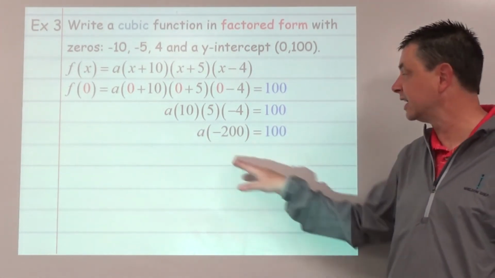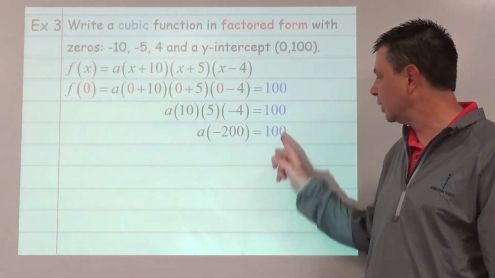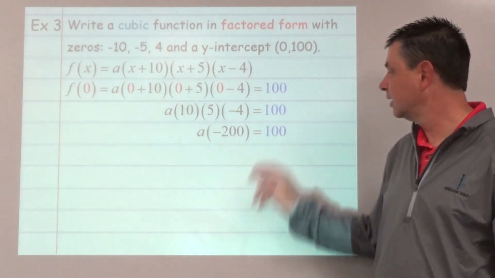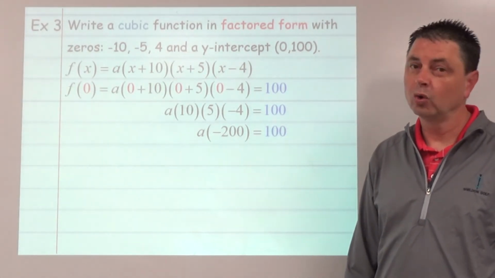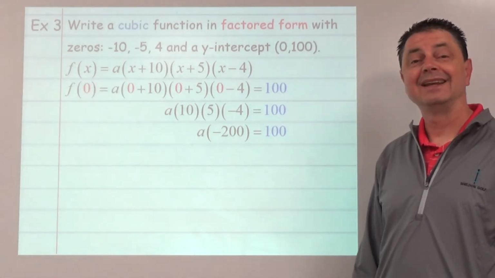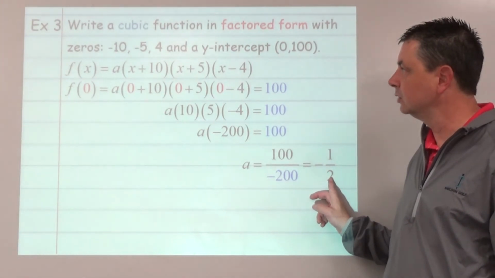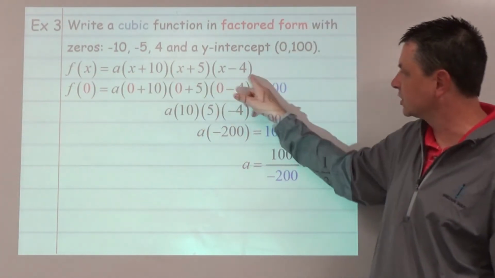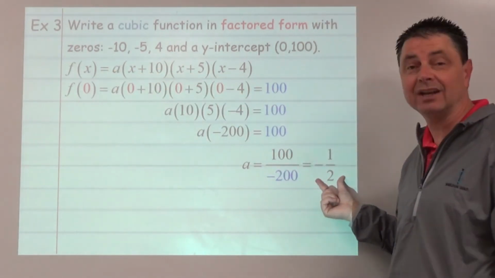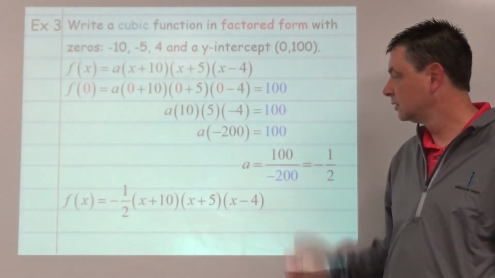Let's divide both sides by negative 200. In which case, a positive divided by a negative is a negative. 100 over 200 reduces to a half. Or you could also do it as a decimal. Negative a half or negative 0.5 is our a value. So to finish up, cubic function, we go back to the start, replace a with negative a half or negative 0.5. We've got our answer.